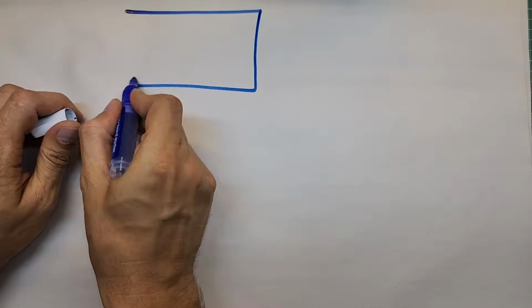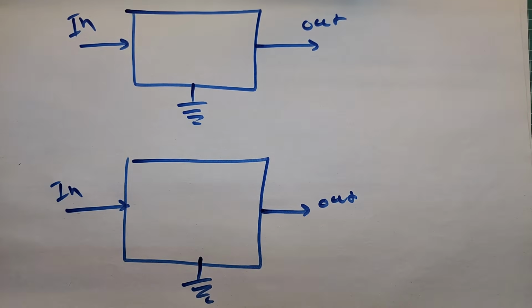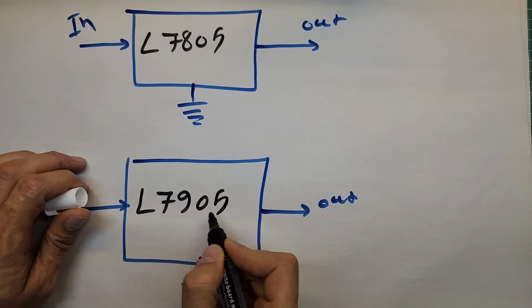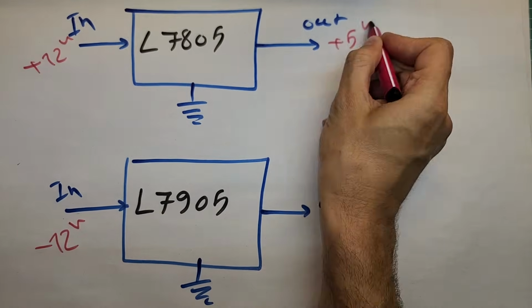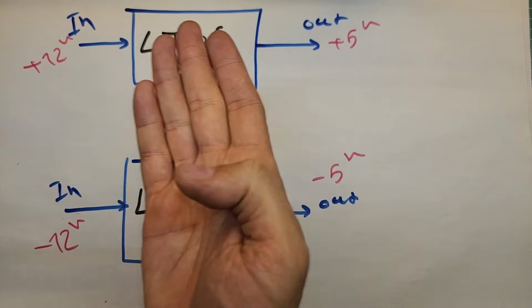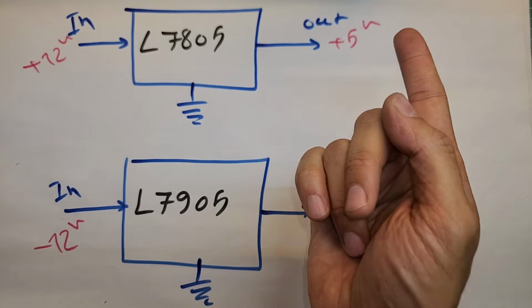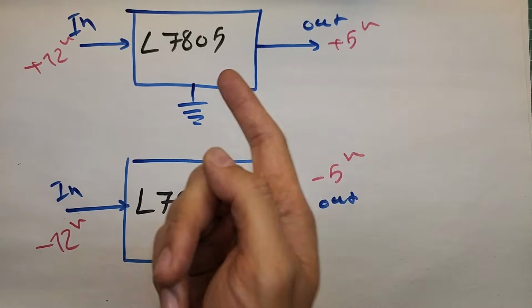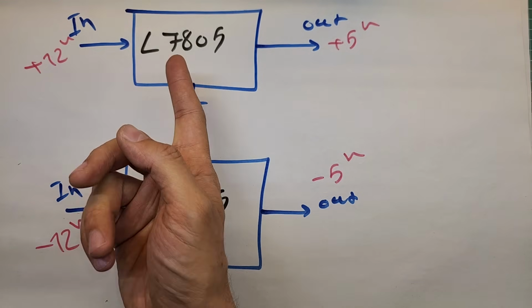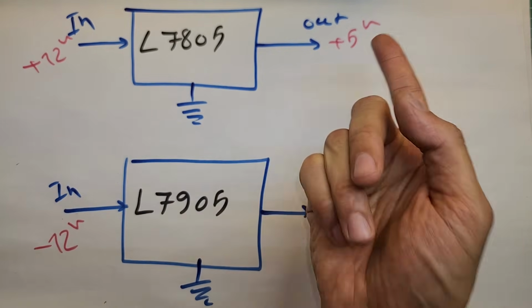Regulators can be negative or positive. For example, L7805 is a positive voltage regulator, but it has a negative twin, L7905. This is what we are all familiar with. A positive voltage regulator which takes a positive high voltage and makes a positive low voltage. For example, this L7805 regulator takes positive 12 volts at input and makes positive 5 volts at output.